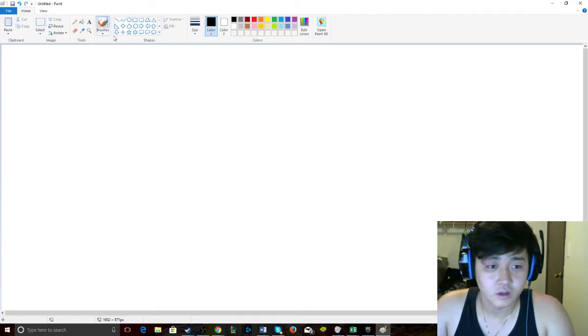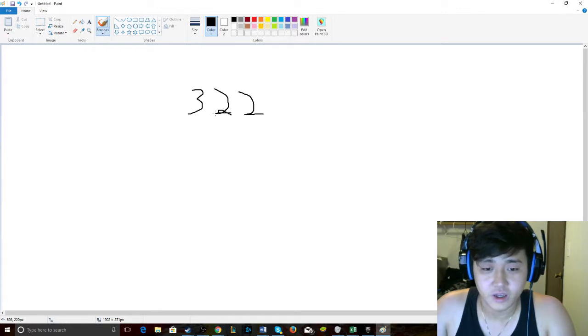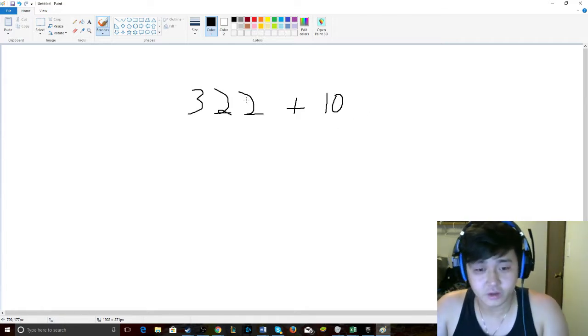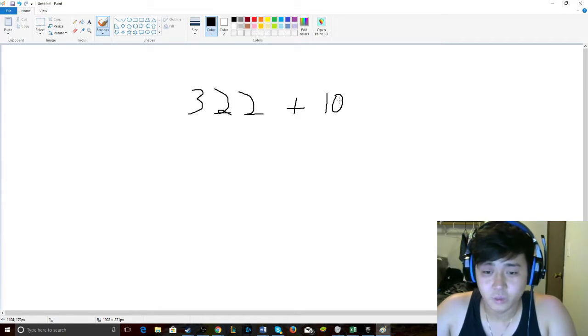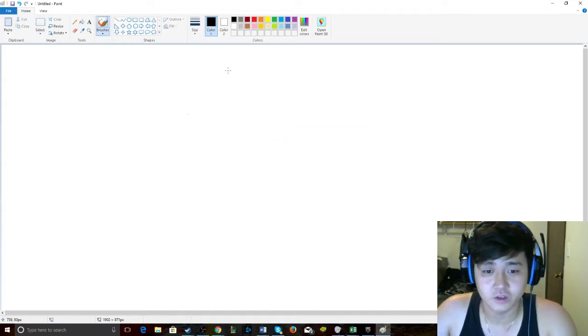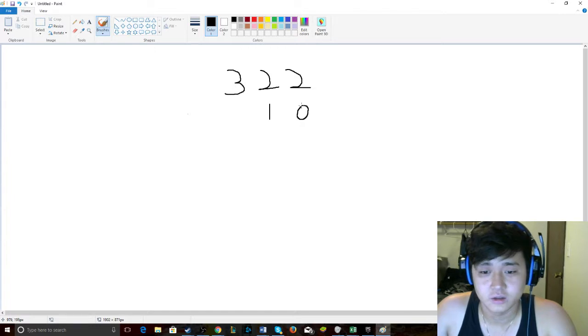Now, with 322, that's the number we just had. If we add 10 to it, what we would expect to get is based on what we're adding to each column. So we have a 0 in the ones place. Actually, for the sake of clarity, to make it easier, we should all practice writing it in an up-to-down fashion. So we have 322, and then we add 10.